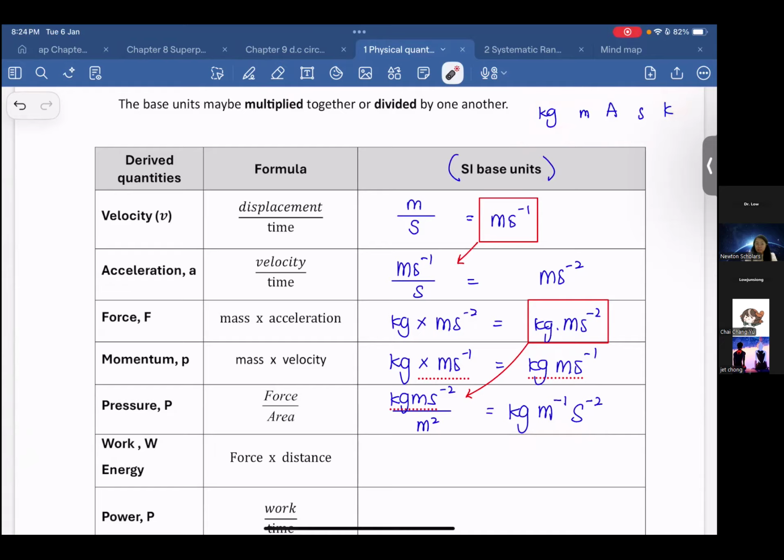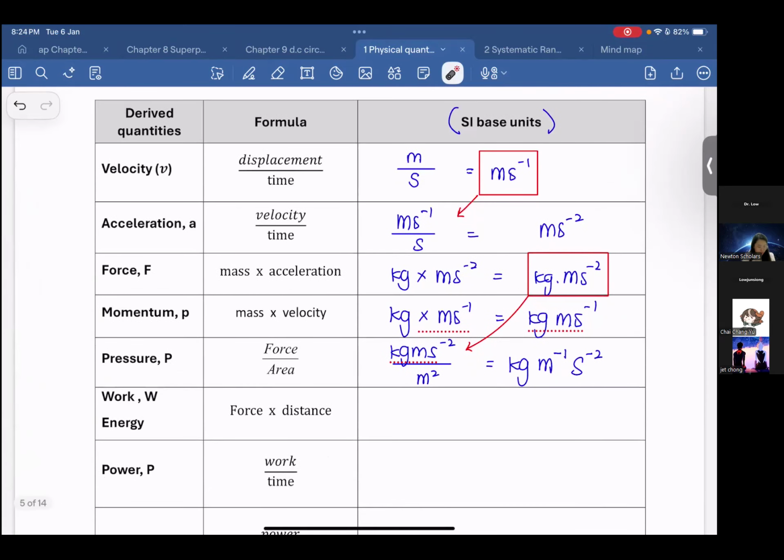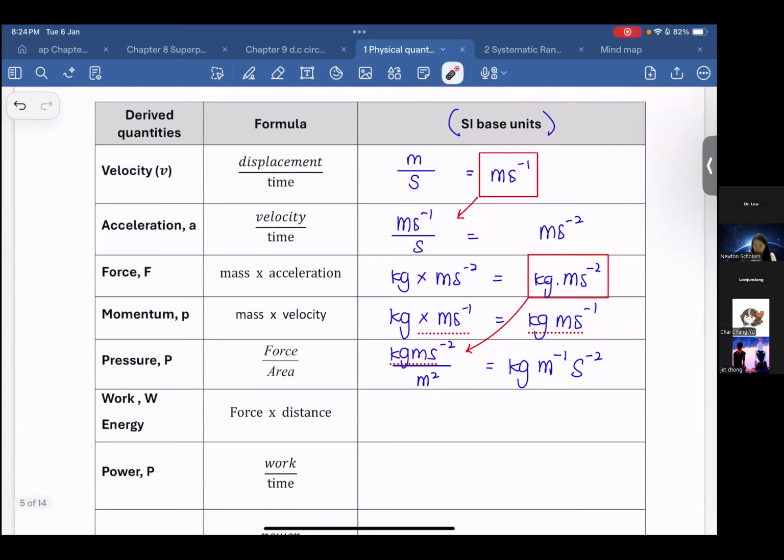Is that clear until here? Is that clear? Yes or no, dear? Okay, then work. Can you try your work? What is the SI base unit? You try. 5 seconds, 10 seconds. Okay, 10 seconds. Try it right now before I tell you the answer.